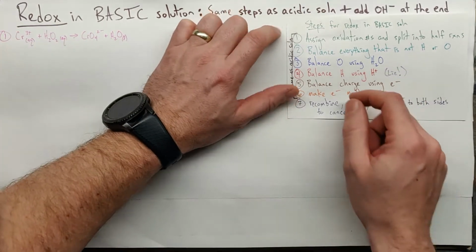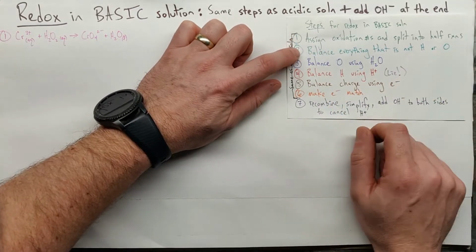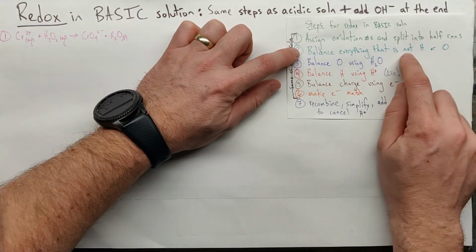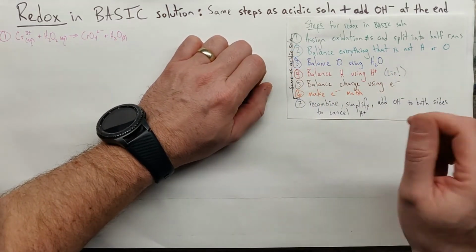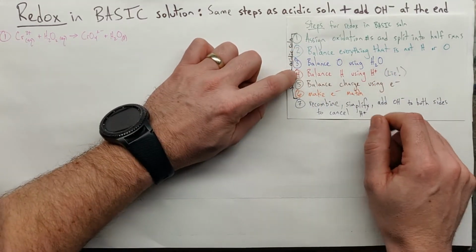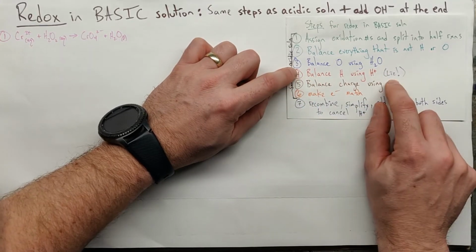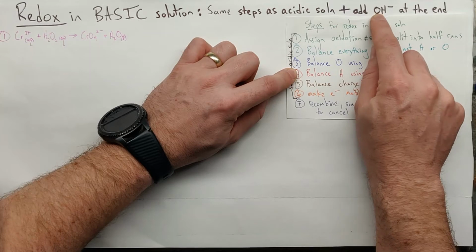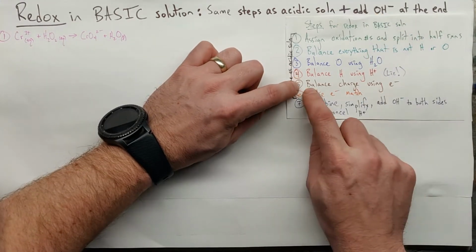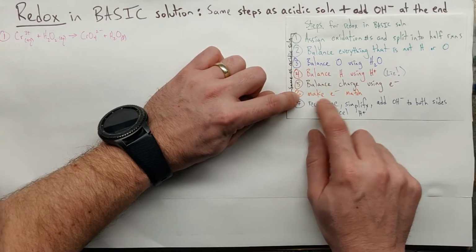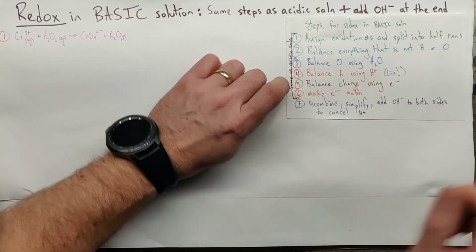From the acidic solutions, you may remember we're going to assign oxidation numbers, split them up, take care of everything that's not hydrogen or oxygen, and that's the step that I always forget. Take care of the oxygens using water, and you got plenty of water floating around in the solution. Then take care of the hydrogens using H+, which is a lie, because in a basic solution we have excess OH-, not excess H+, but we'll fix that later. Fix your charges using electrons, make a match, recombine, and then we're going to add OH-.